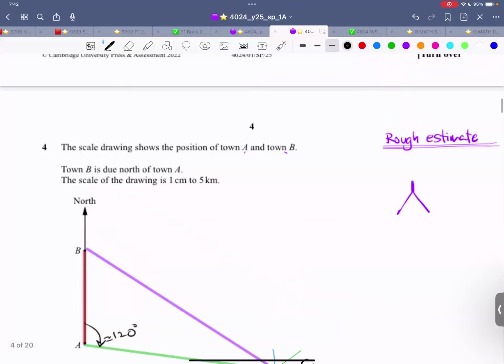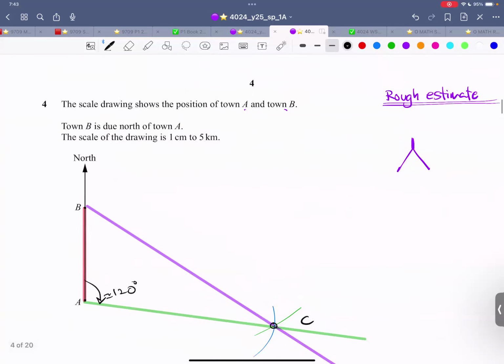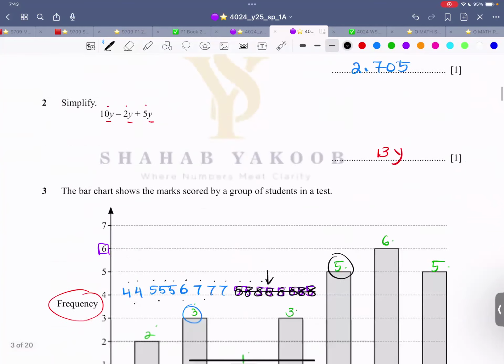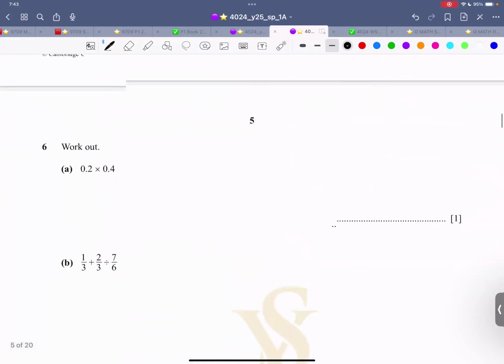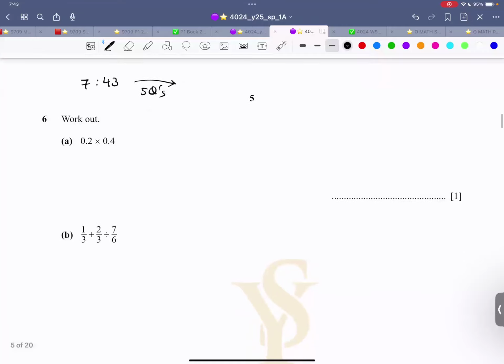So those 5 questions are done from 7:36 to 7:43. So now, no, 7:43, not 7:40. Yeah, 7:43, 5 questions are done. So we are starting at 7:43. And let's do 5 more questions. So 5 questions, how much time will it take?